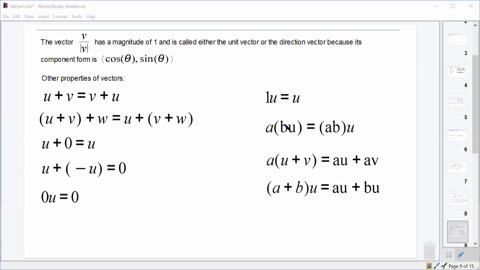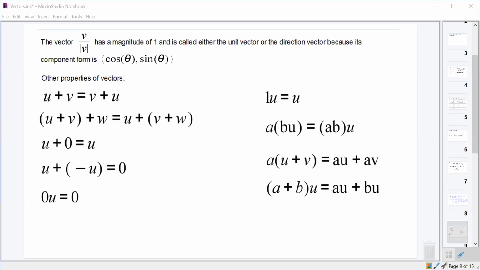So we have a times b times u. That's the same as a times b times u. You can distribute an a through the sum of two vectors, or if you have two scalar quantities that you are adding together and then multiplying by the vector, then you can just do au plus bu. So you can distribute the vector through addition, as well as distribute a scalar quantity through the sum of two vectors. Everybody good with all that?